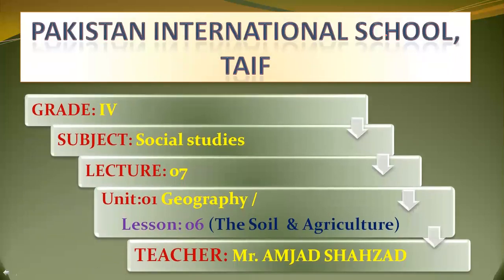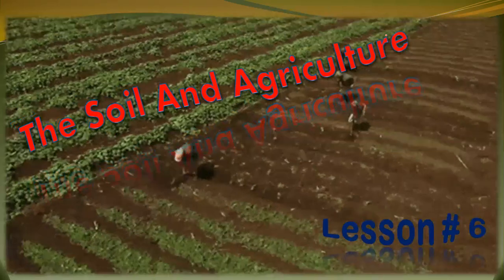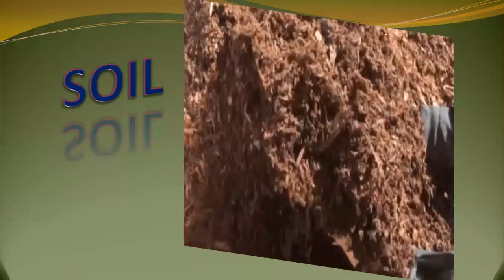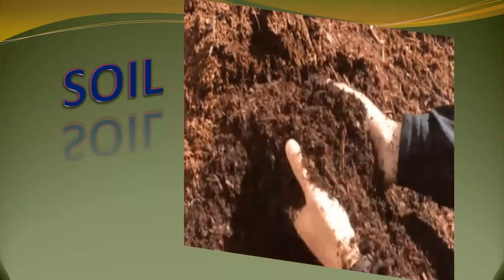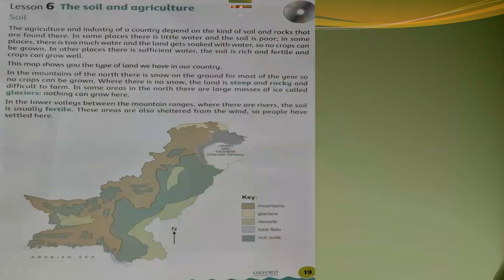Today we have lesson number 6, grade 4, subject social studies, lecture 7, unit 1, lesson number 6, the soil and agriculture, and your teacher Amjad Shehzad. Look at this one, boys. This is lesson number 6, the soil and agriculture. This is soil, as you can see on your screen. Let's start.